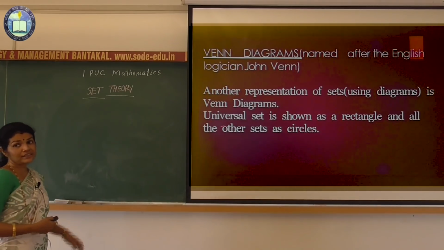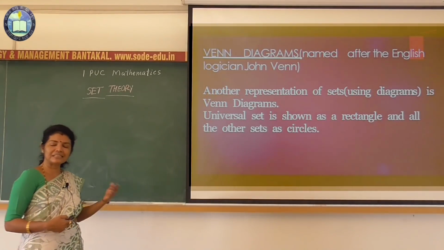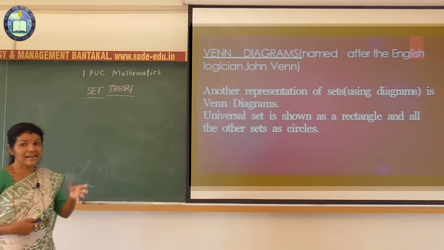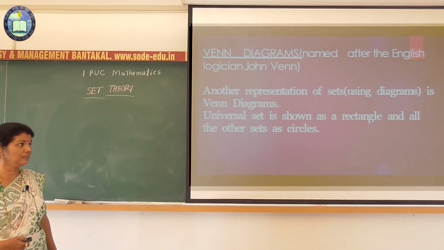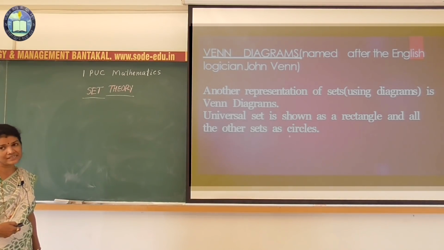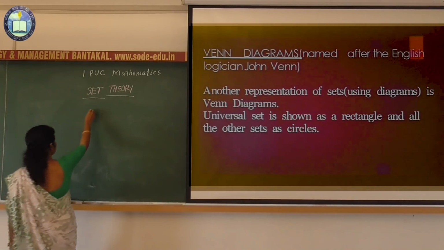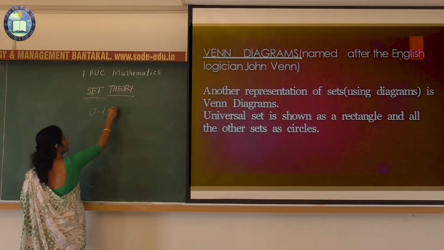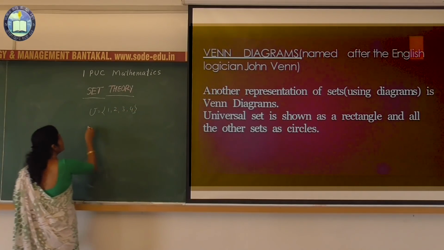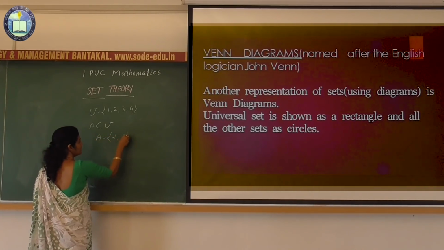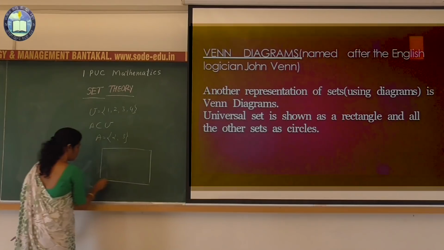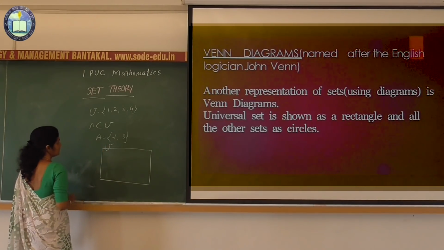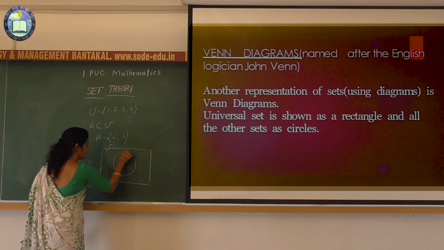So while drawing the Venn diagram, that is, while representing sets using diagrams, the standard notation is that the universal set is shown using a rectangle. Other sets are shown using circles. For example, universal set, I'll take it as {1, 2, 3, 4}. If A is a subset of U, I'll take A as {2, 3}. Then, according to the statement, the universal set is shown using the rectangle. So this is the universal set.